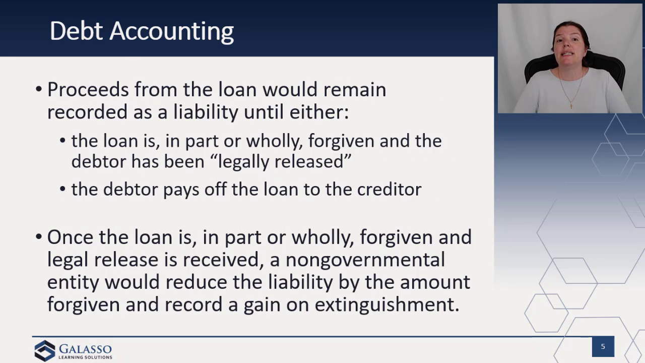The first one is debt accounting. Obviously, it starts out as debt. It's a loan. So you would put it on the books as a loan until the loan is either in part or wholly forgiven. Once it becomes legally released, then you are no longer on the hook, or you pay it back. So if you don't get forgiveness and you pay it back, the loan would come off the books. Once the loan is forgiven, either wholly or in part, then it would reduce the liability and recognize a gain on extinguishment. So notice it would be a gain, not revenue, under the debt accounting.